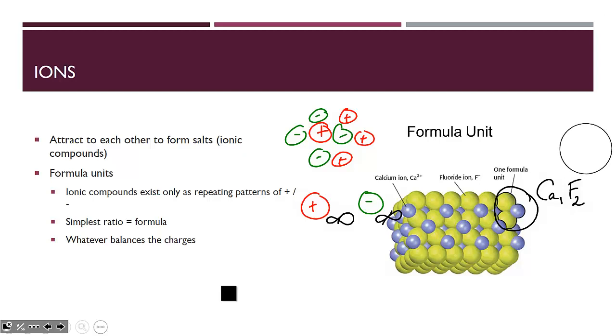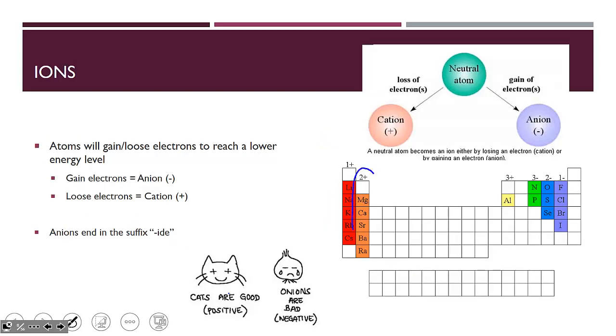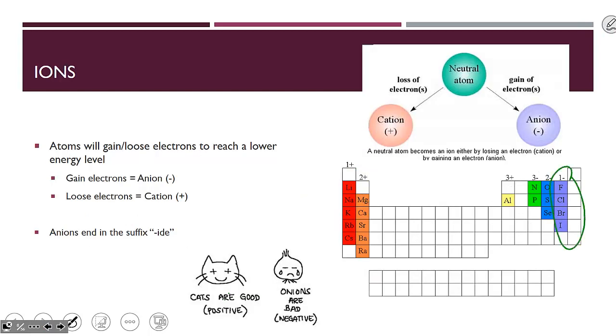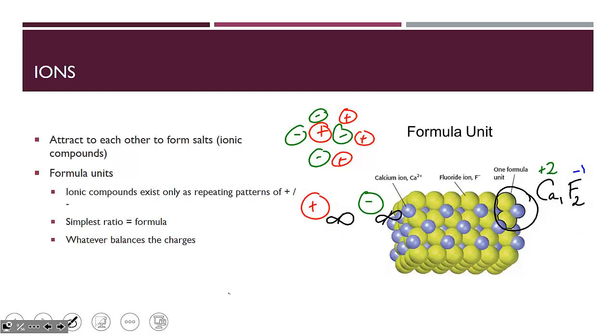That simplest ratio is based off of how many fluorides it would take to balance out the oxidation state of calcium. Calcium develops a +2 charge because it's an alkaline earth metal. It is right here. Therefore, it has a +2 charge. Fluorine, a halogen, right here on the periodic table always develops a -1 charge as the anion. So in order to balance their charges, for every 1 calcium, you would need two fluoride ions. And so the formula for calcium fluoride is CaF2.